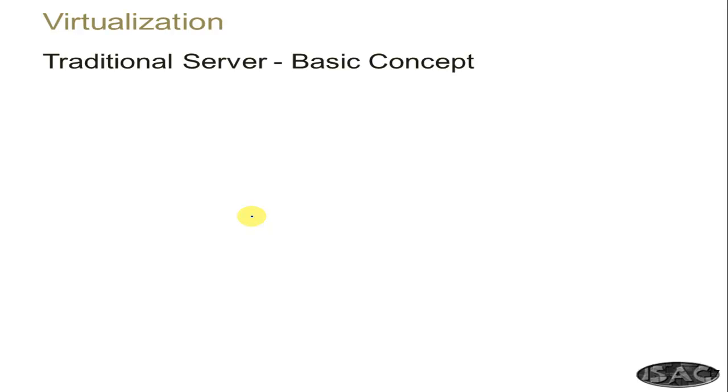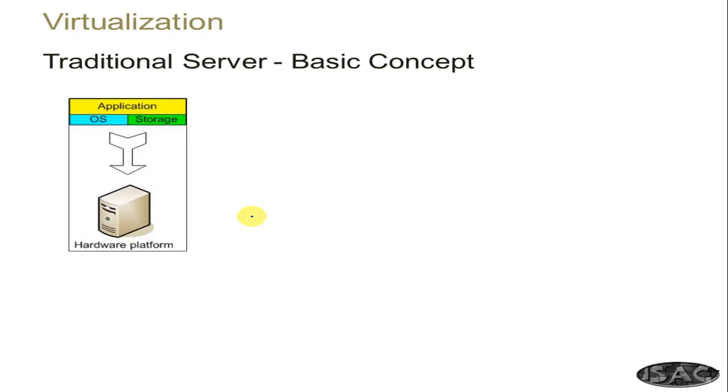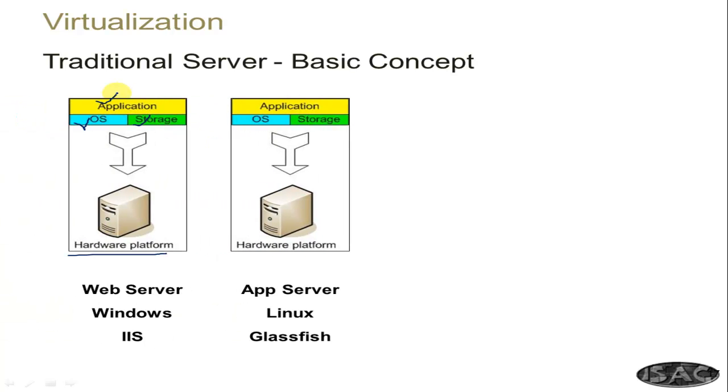What is the basic concept of a traditional server? You have an application, you have some hardware. On that hardware you have some operating system, some storage, and there is some application running. So let us assume that this is a web server. It has a web server, Windows is the operating system, and IIS is the server software. Now let us have another server which is an application server, the operating system is Linux, and Glassfish is the server.